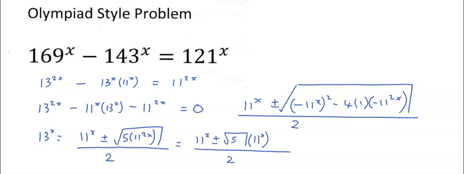And so 13 to the power of x at the moment is 11 to the x plus or minus root 5 times 11 to the x, all over 2, except that 11 to the x minus root 5 times 11 to the x will be a minus number, and 13 to the power of x cannot be a minus number. And here we have obtained 13 to the power of x in terms of 11 to the power of x, and so we're going to take the plus version.